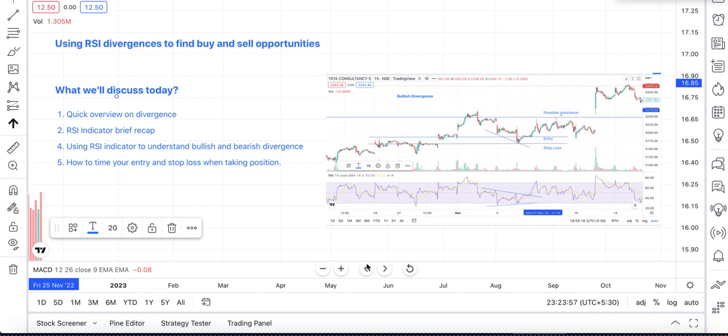In this video, we'll be discussing how you can use RSI divergences to find buying and selling opportunities in the stock market. We'll be discussing very briefly an overview of RSI as well as divergences.